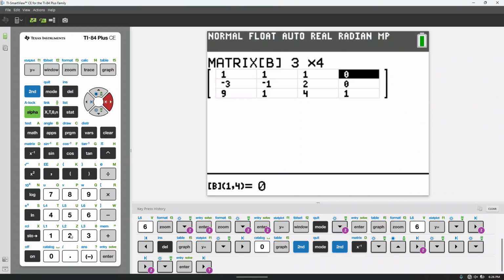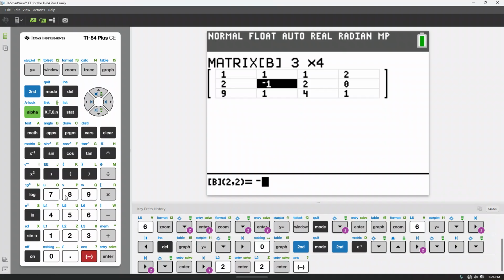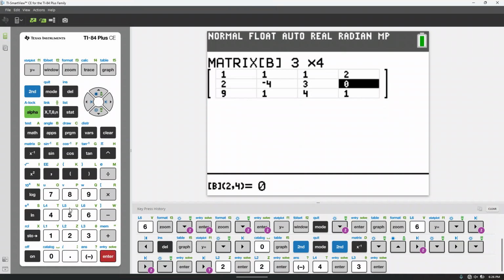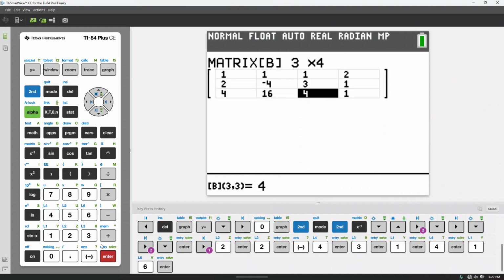I'm going to change this to a 2. Click enter, and then 2, enter, -4, enter, 3, and what was that equal to? 1, another 1. Okay, so that's 1. And then the last row, which is 4, 16, 9, and 3. So we're done entering all the values in the matrix.